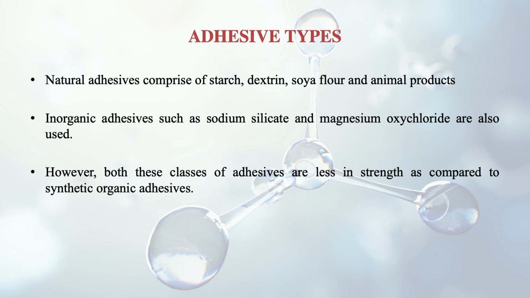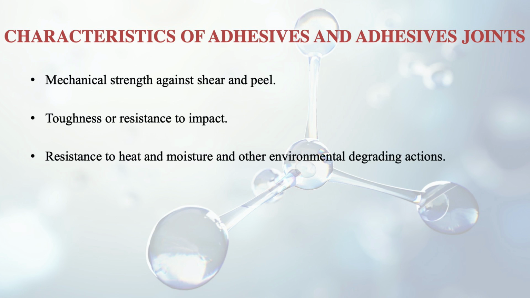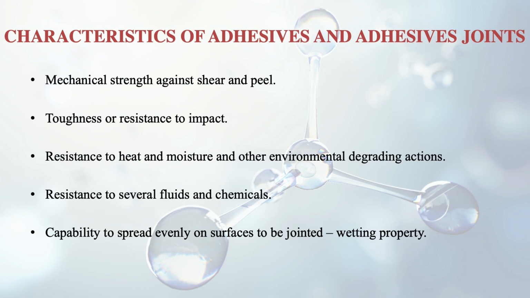So what are the characteristics of adhesives and the adhesive joints? I am throwing some light on this. The mechanical strength is good for these adhesives against shear and peel. And its toughness and resistance to impact is also good. Resistance to heat and moisture and other environmental degrading actions is also very good. Then it is also resistant to several fluids and chemicals, and it has the capability to spread evenly on surfaces to be jointed, thus having the wetting property.